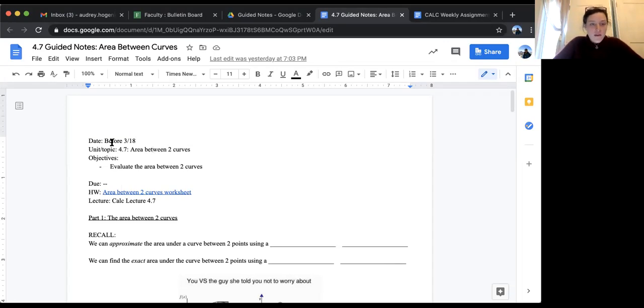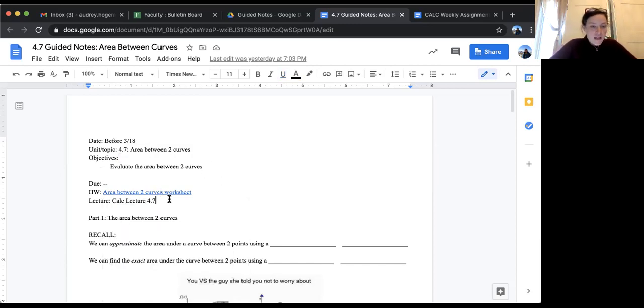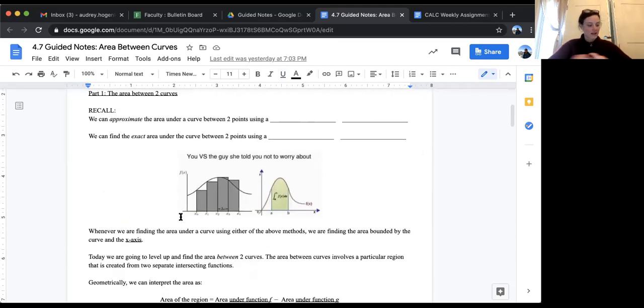And so our objectives are to evaluate the area between two curves. Nothing is due because we are on break, and your homework is the attached worksheet, area between two curves worksheet. Lecture will be linked when it is posted. So part one, the area between two curves.